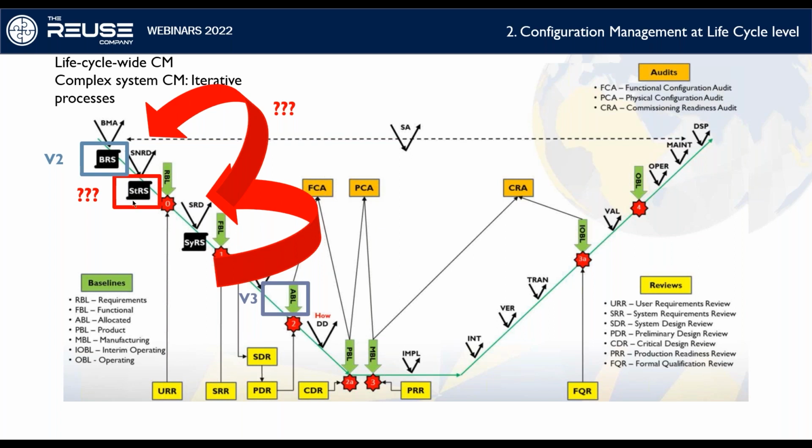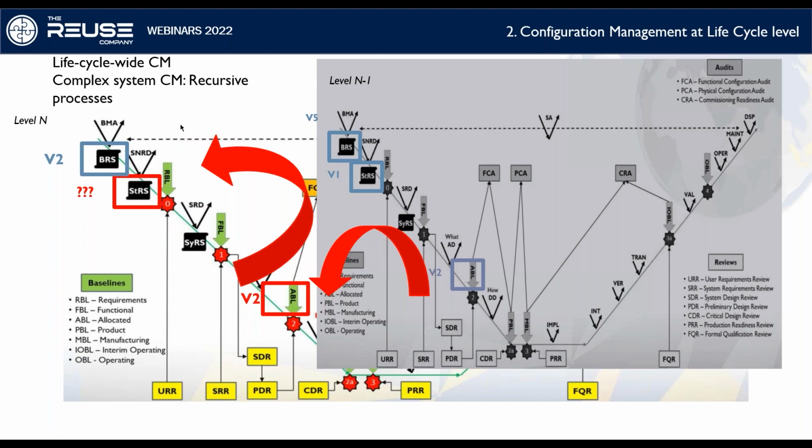So the idea here is to be efficient and find out where the impact is being produced. So that's an example of iterative processes. And the other complexity introduced in complex systems in system engineering is the concept of recursion, which means that system elements might also undergo the same process.